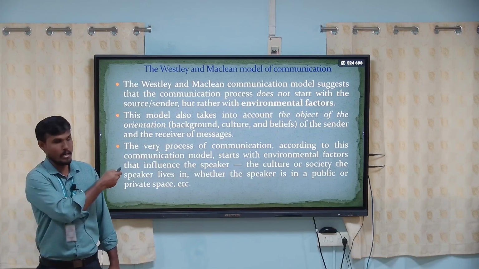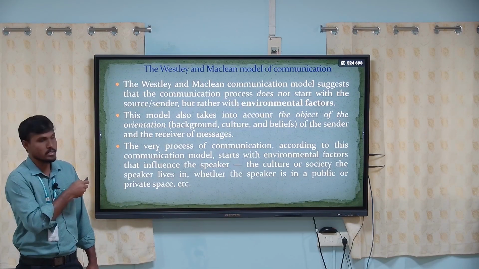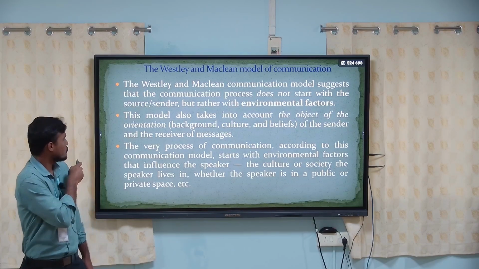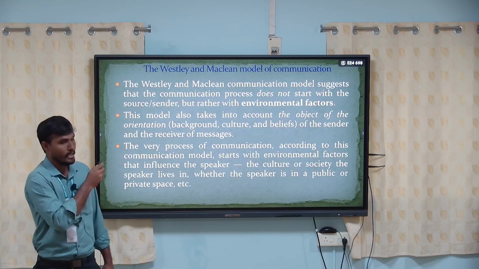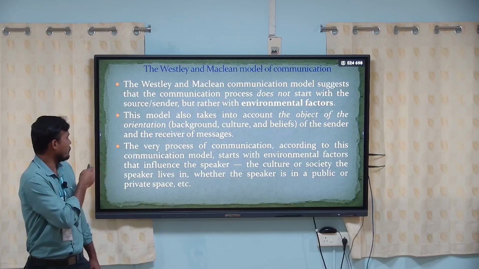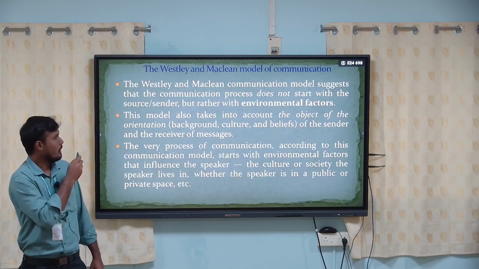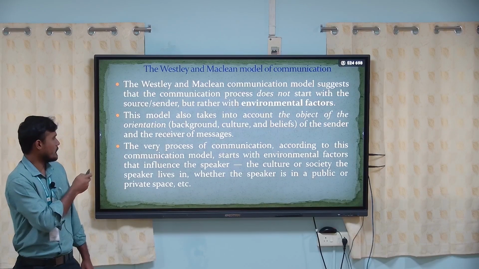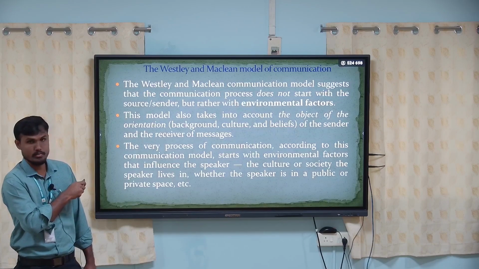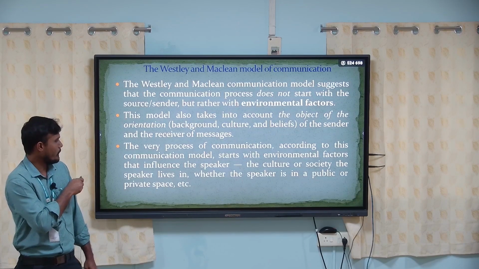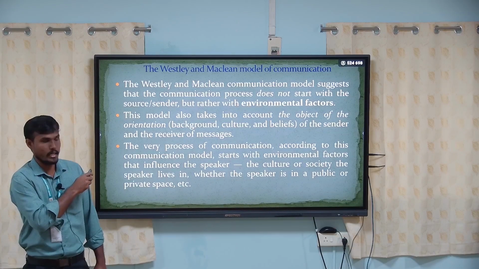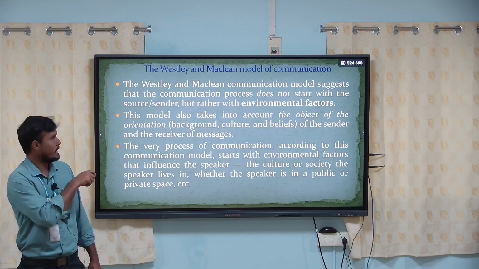The Westley and MacLean model suggests that the communication process does not start with the source or sender, but with environmental factors. This model also takes into account the object of orientation, and the background, culture or beliefs of the sender and the receiver of the message. The very process of communication, according to this model, starts with the environmental factors that influence the speaker: the culture or society the speaker lives in, whether the speaker is in a public or private space, etc.